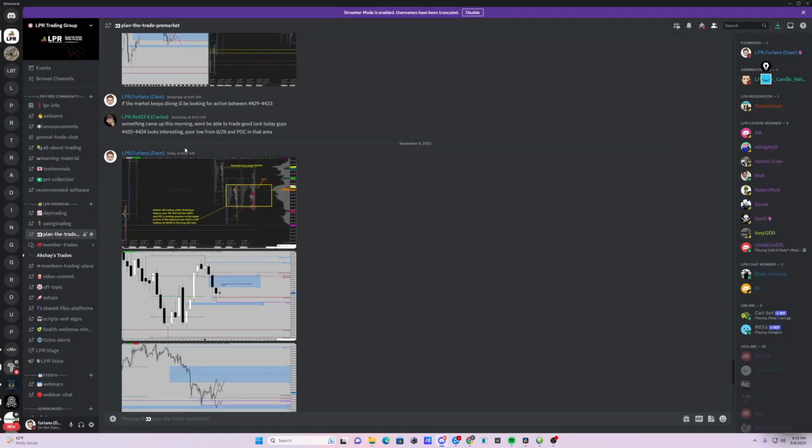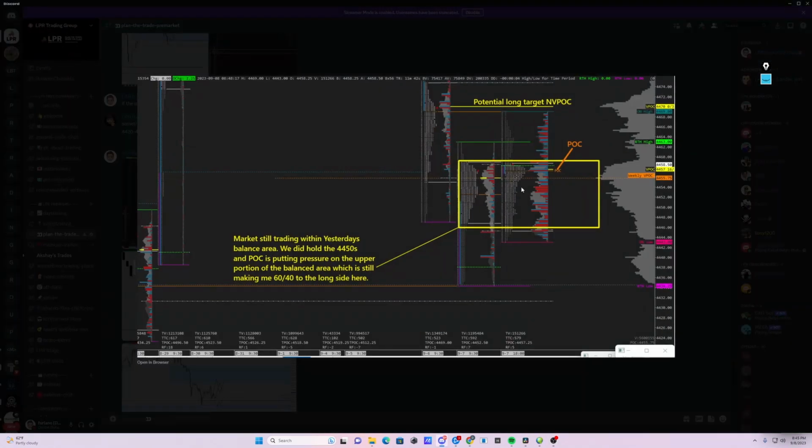We'll get into our daily plan that I posted here at 8:57 this morning. This is a point of control chart, or a TPO chart, sorry, time price opportunity. This is going to be more of the order flow side of things. Now, what I wanted to see here is if we got a long this morning or today, I wanted to see targets up here into this naked volume point of control into the low 70s.